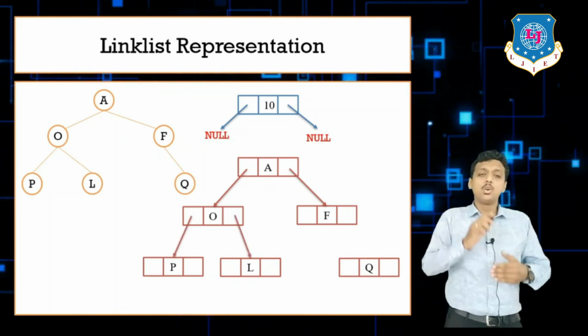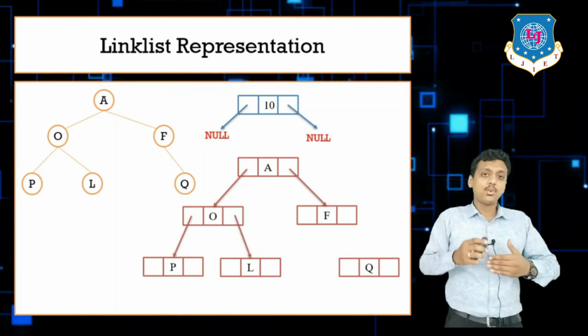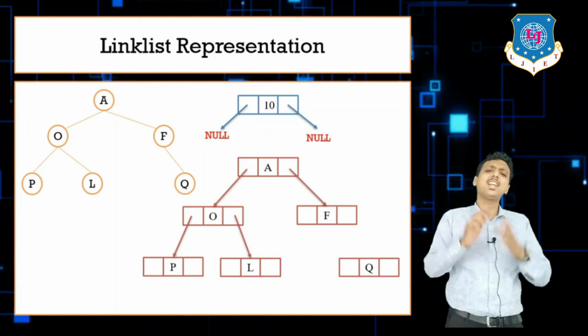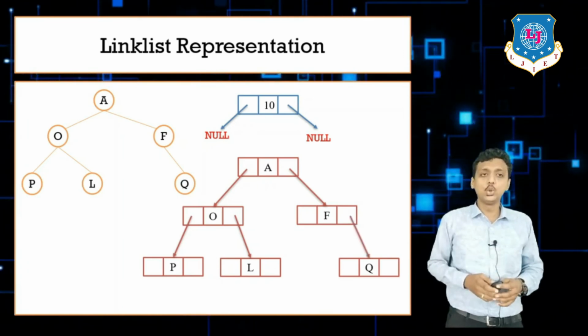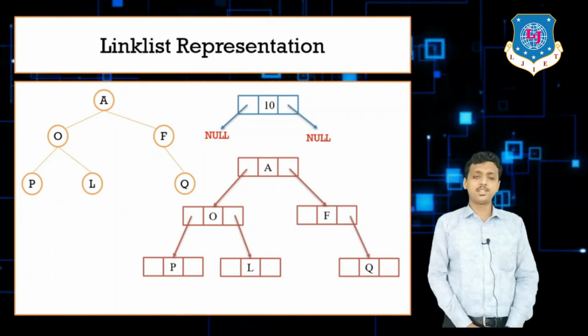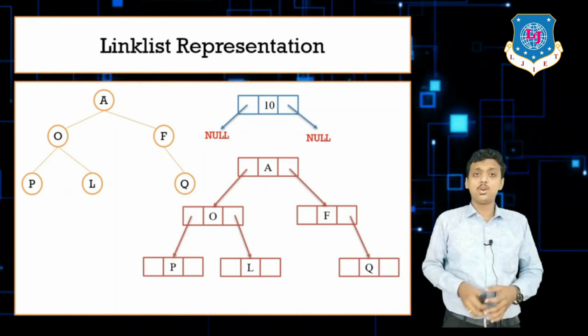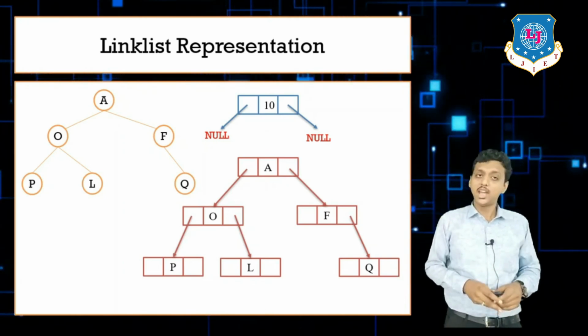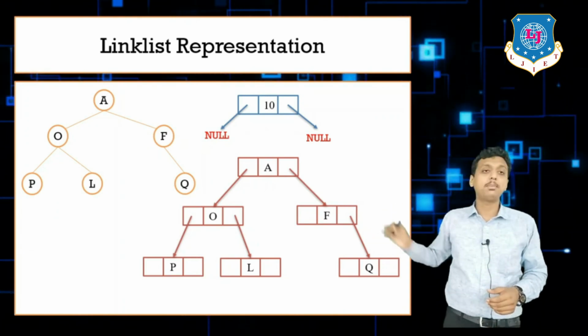Okay, very good. Now, next for F. Okay, F has any left child? No. So let's just connect right child. Okay, so right is Q. So this is a hierarchy of linked list representation. Now, what for the leaf nodes? Okay, and what for the empty place of F?